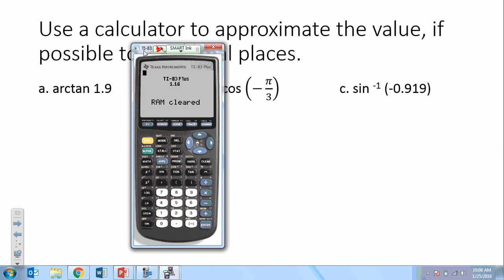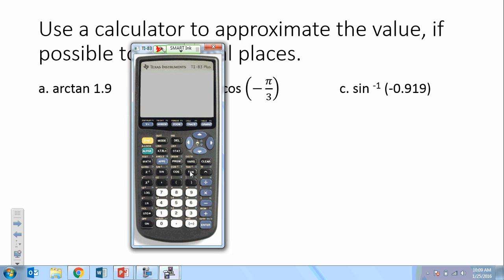And we're asked to find the arctangent of 1.9. So you want to make sure that you change your calculator to radian mode. And then I'm going to quit. And I want the arctangent of 1.9. Where's my arctangent button? Don't have one that actually says arctangent. So what's the equivalent of arctangent?